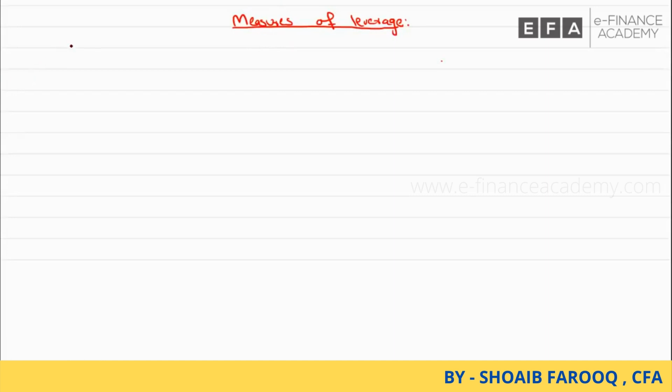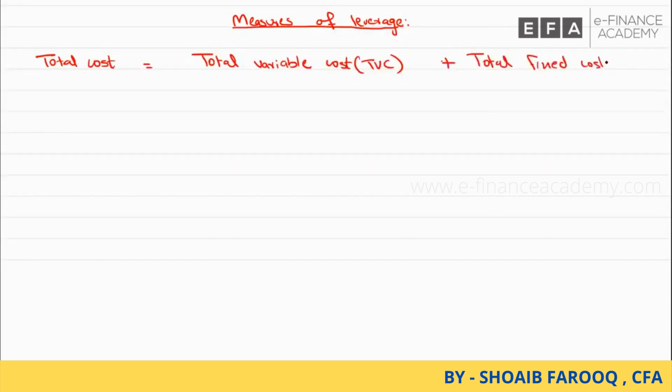So we know that the total cost is made up of two types of costs. You have total variable costs, in short, you may call it TVC, plus you have total fixed cost. Now, what is total variable cost?